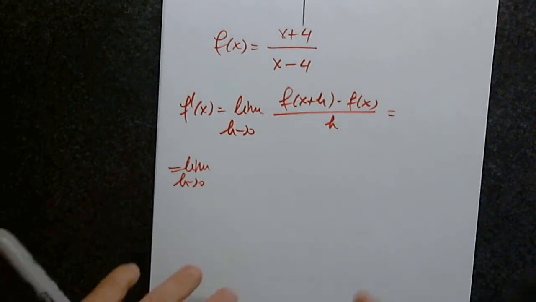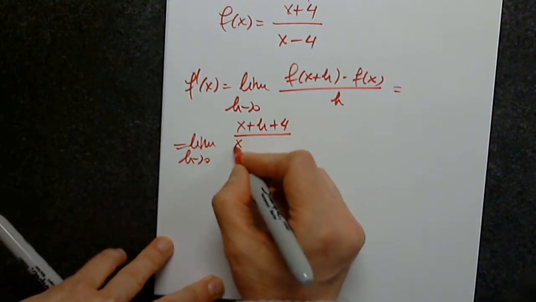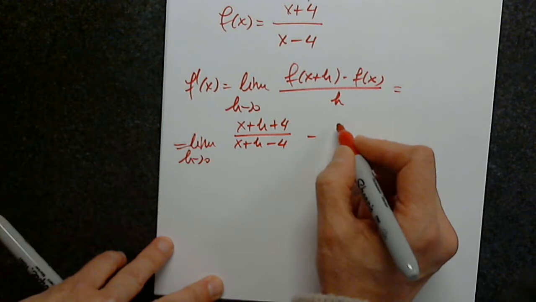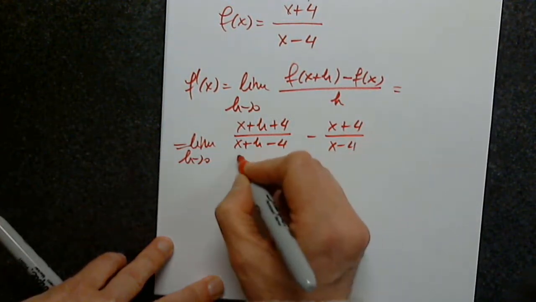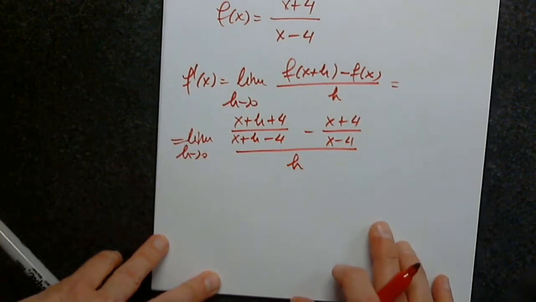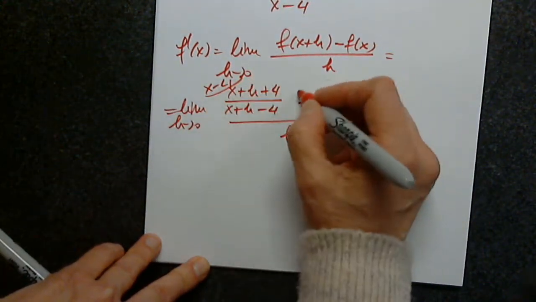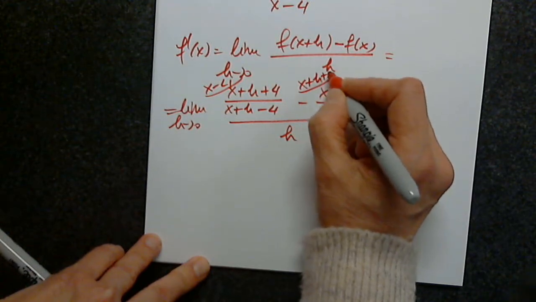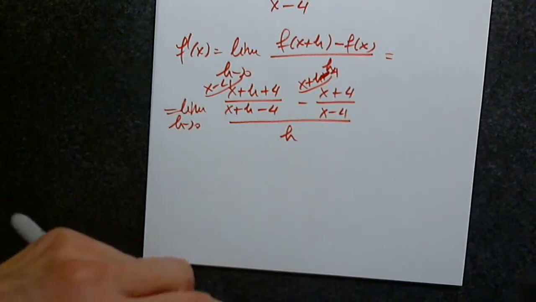Okay? So then this is x plus h plus 4 over x plus h minus 4, minus x plus 4 over x minus 4, divided by h. Of course, I need an x minus 4. Now, of course, I need an x plus h, not plus, but minus 4.